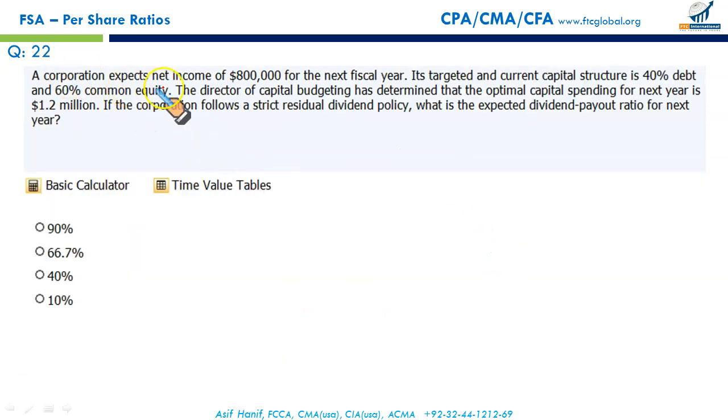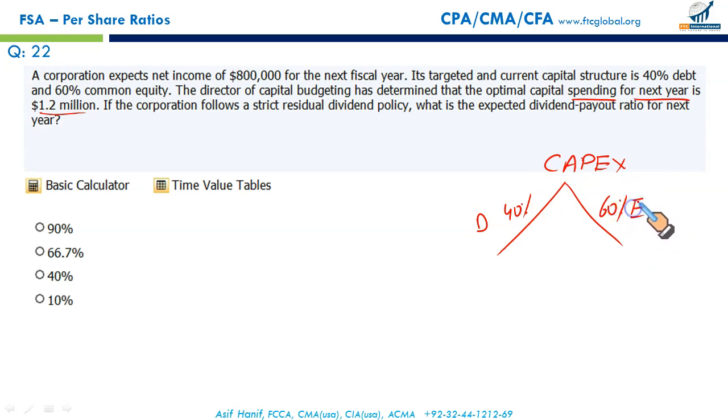A corporation expects net income of $800,000 for the next fiscal year. Its targeted and current capital structure is 40% debt and 60% equity. So, if this is the case, the director of capital budgeting has determined that the optimal capital spending for the next year is 1.2 million. Our capital expenditure is funded 40% by debt and 60% by equity, right?